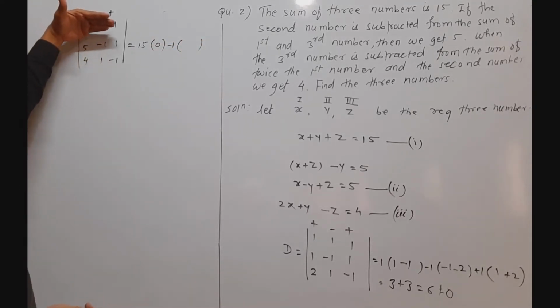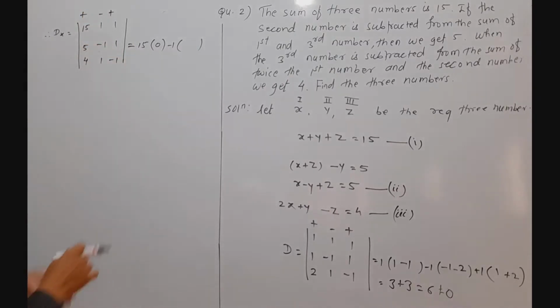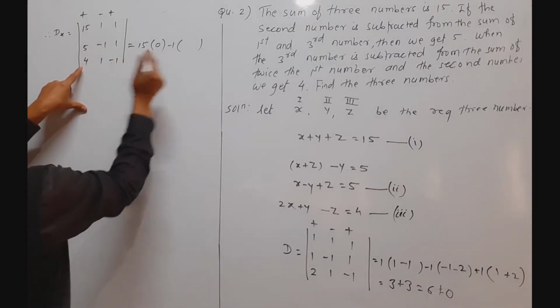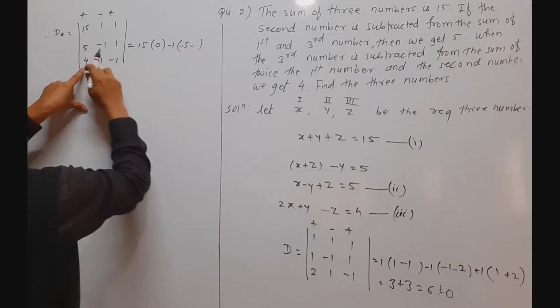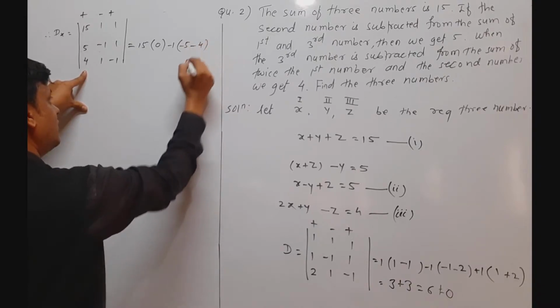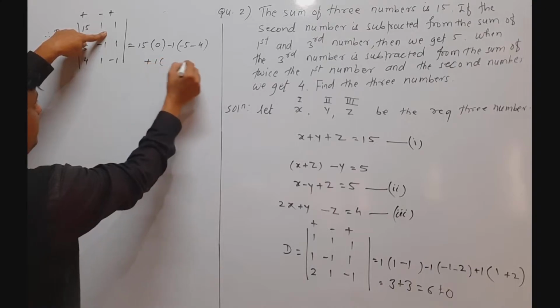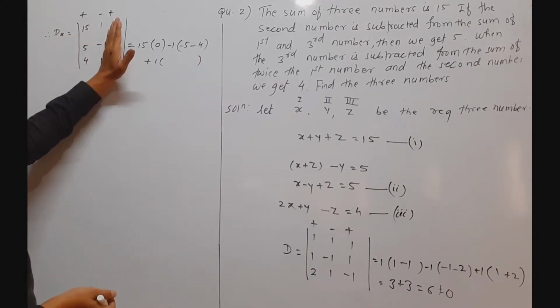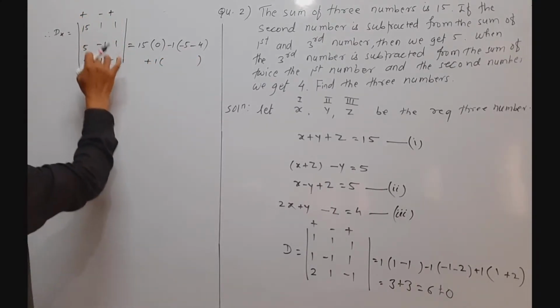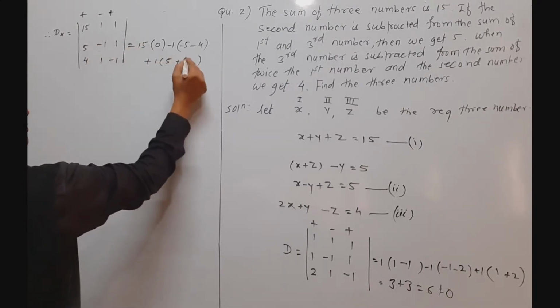We skip first column, first row, second column, then 5 into minus 1 is minus 5. Minus 5 minus 4 into 1 is 4. So right here minus 5 minus 4. Then we write here plus 1 in bracket. We skip third column, first row. So 5 into 1 is 5. Minus minus gets plus. 4 into 1 is 4.